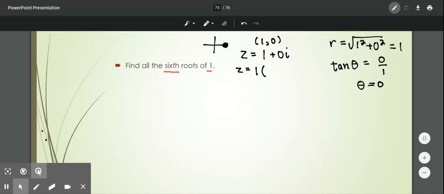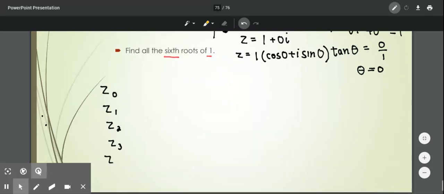So we'll have 1 times the cosine of 0 plus i times the sine of 0. Oops, I wrote theta. It should just be 0. Right, so that's your trig form. And remember, though, we need 6 answers. So we need our z sub 0, 1, 2, 3, 4, and 5. Right, because 0 is really like our first one.